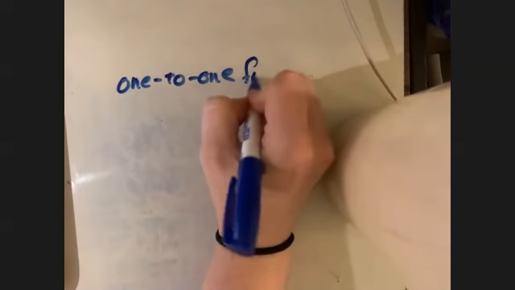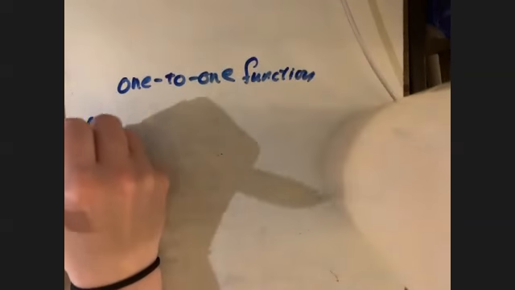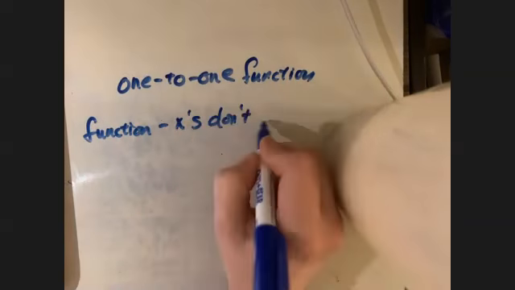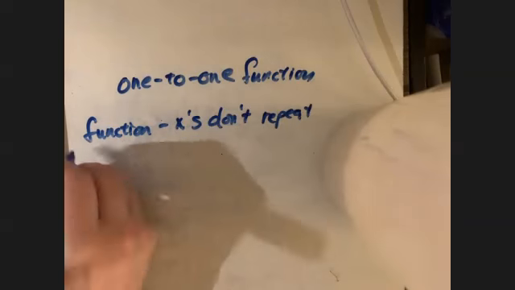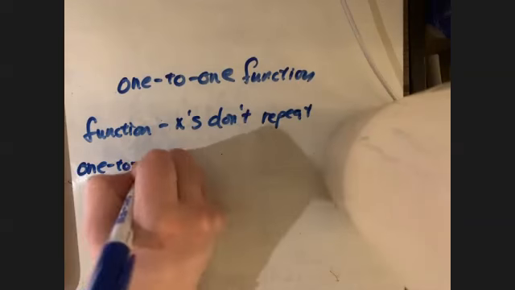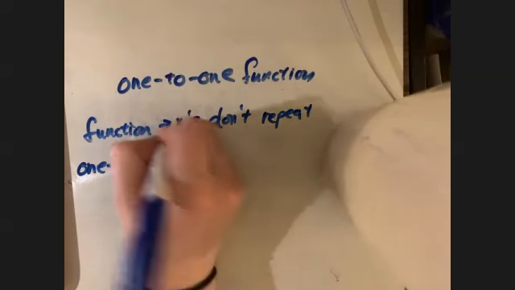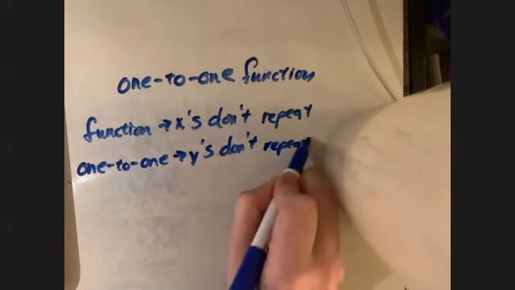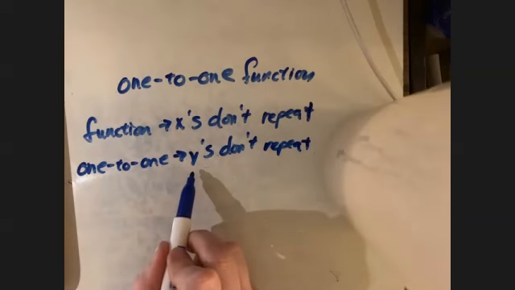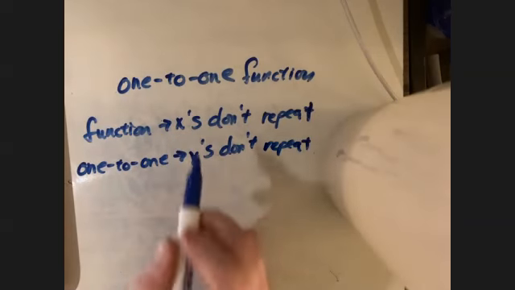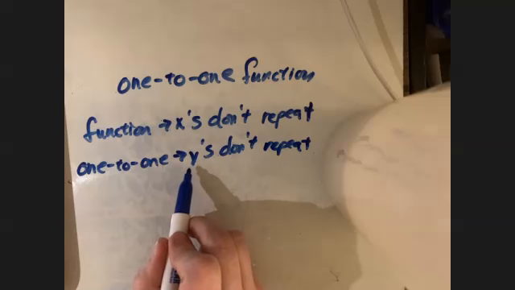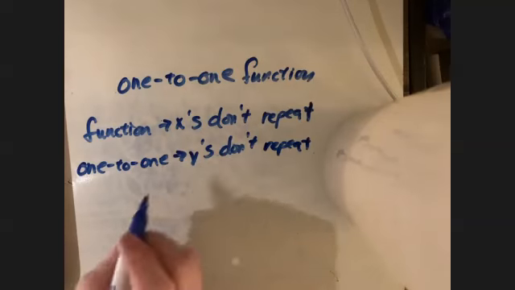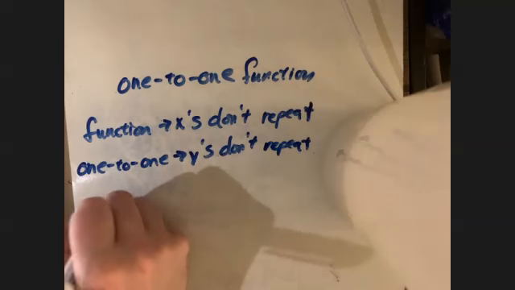Now we're looking for a 1-to-1 function. The first part of that is function. We know that means x's don't repeat. The 1-to-1 part says that your y's don't repeat. Because the idea here is that if the y's don't repeat, when you switch your x's and y's, the y's turn into x's, and since they don't repeat, that creates an inverse that is also going to be a function.